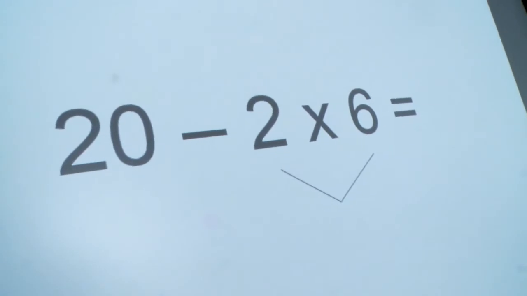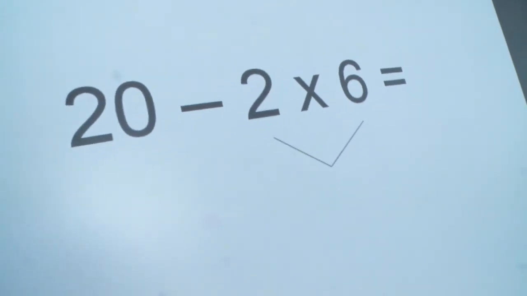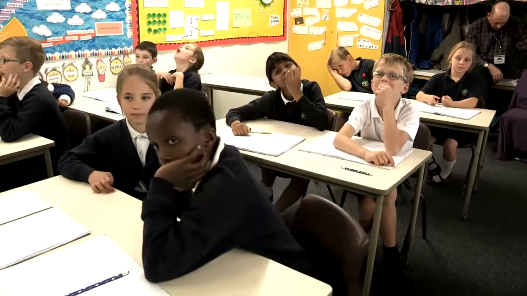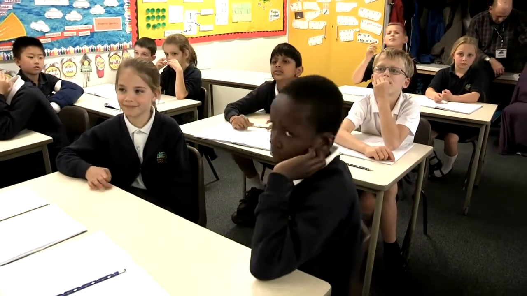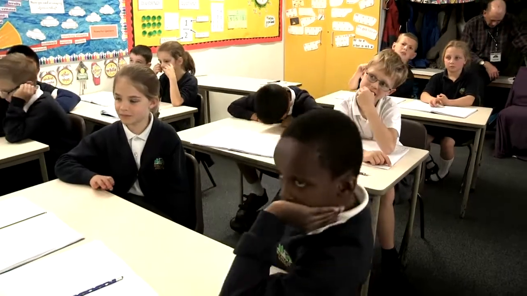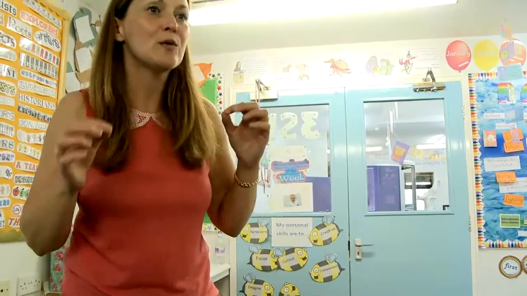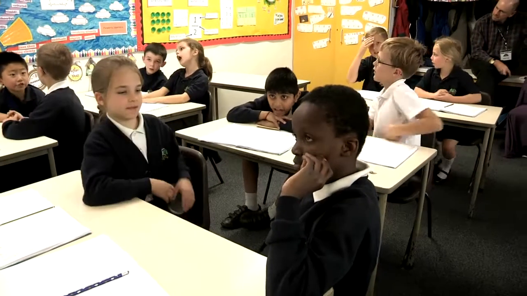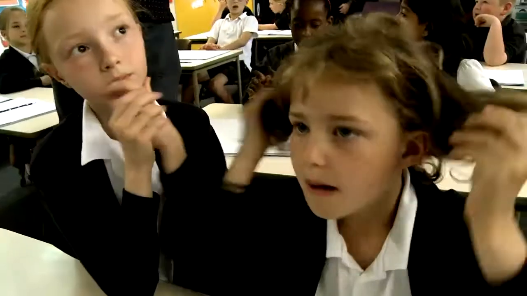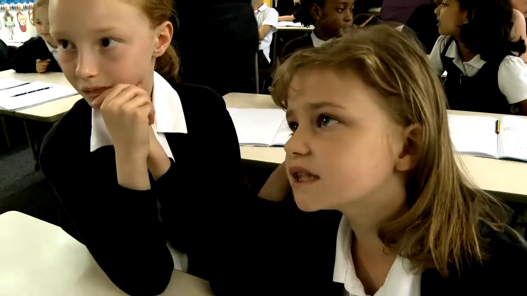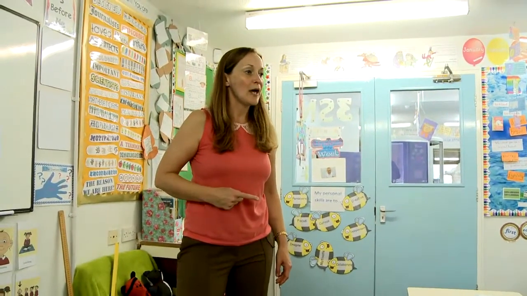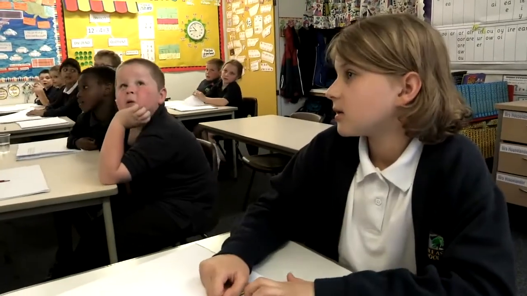Have a look at this one. We have 20 take away 2 times 6 equals. What's the rule? 20 take away 2 times 6 equals. What is the rule? Tell your learning partner what's the rule. Multiply first, then subtract. 3, 2, 1. 20 take away 2 times 6 equals.